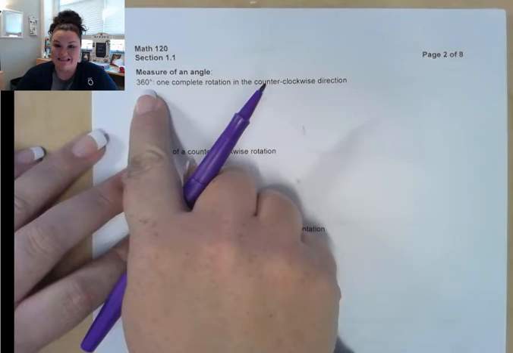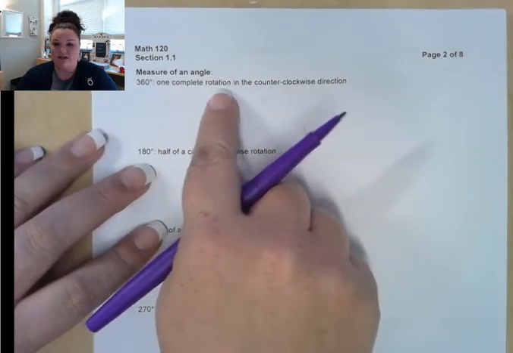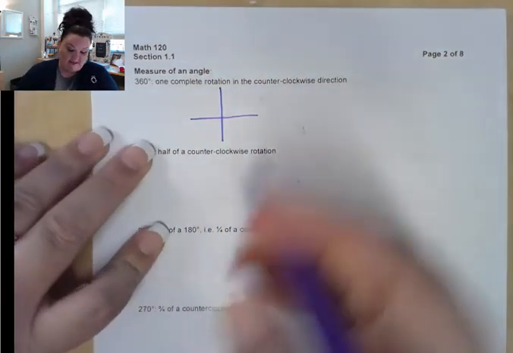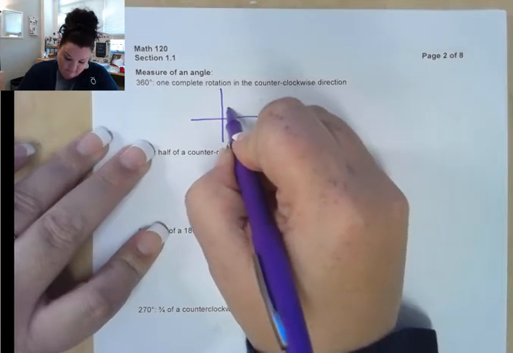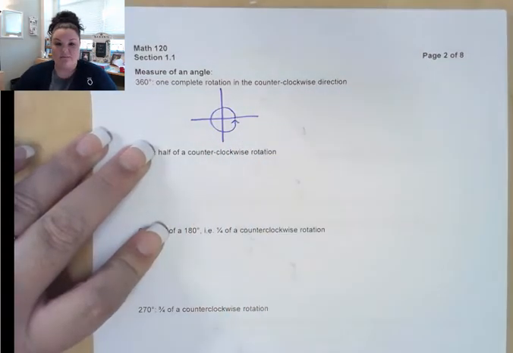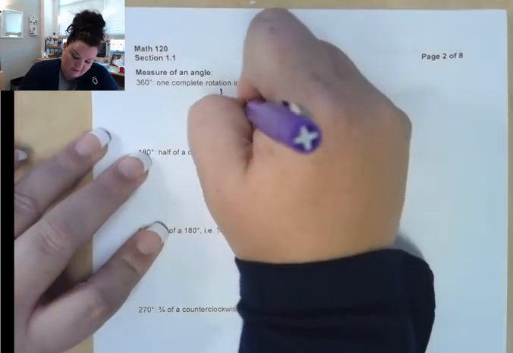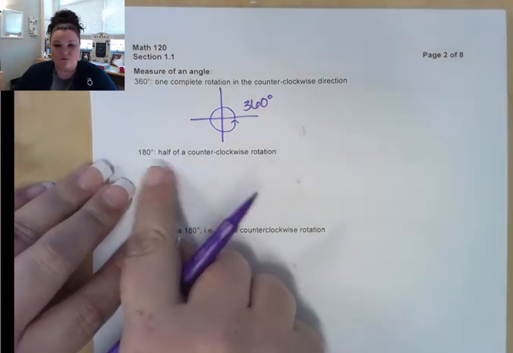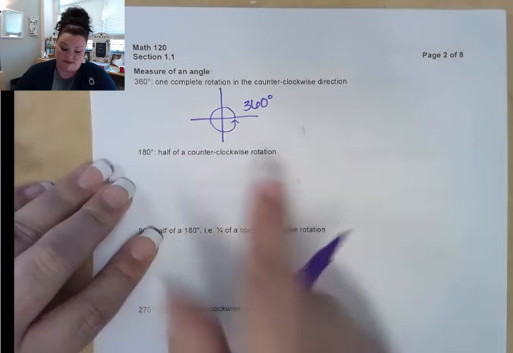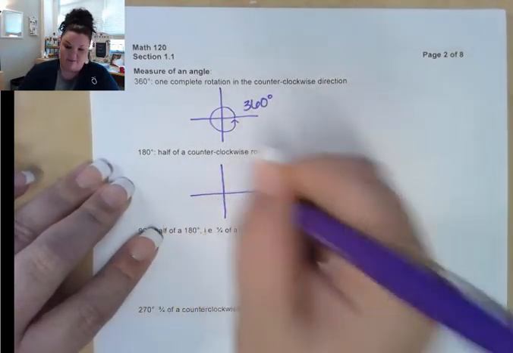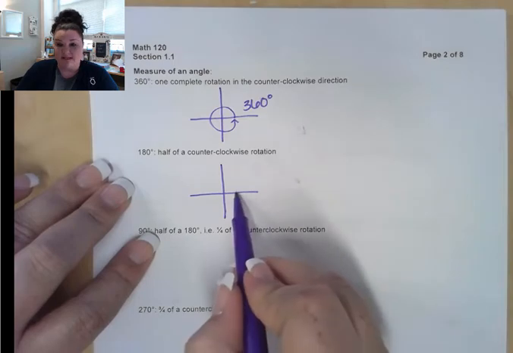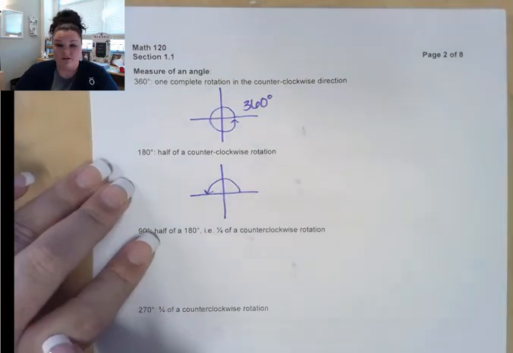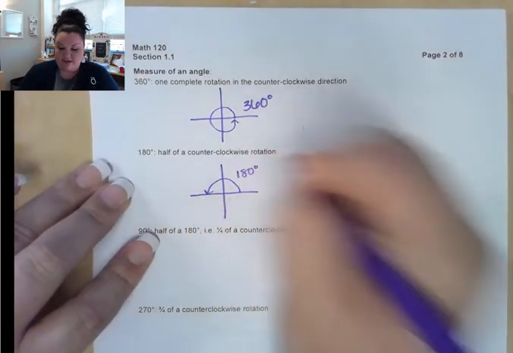So a 360-degree angle is one complete rotation in the counterclockwise direction. So if I have my XY axis, that means that I am starting right here at my x-axis and I'm going all the way around and ending back at that spot. Okay, this is 360 degrees. Okay, then 180 degrees would be half of a counterclockwise rotation, right? Because 180 is half of 360. We still start on the positive x-axis, but this time it would only take us halfway around a circle, right? So this is 180 degrees.